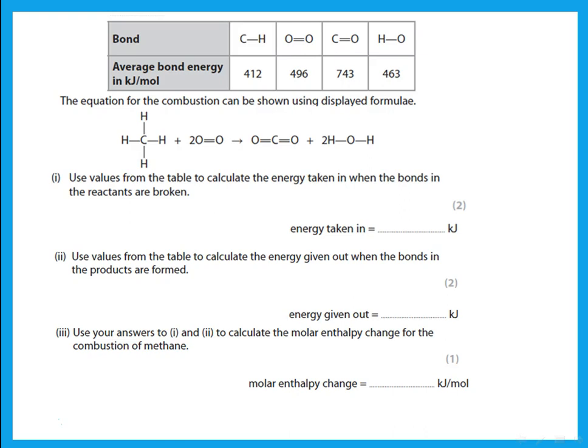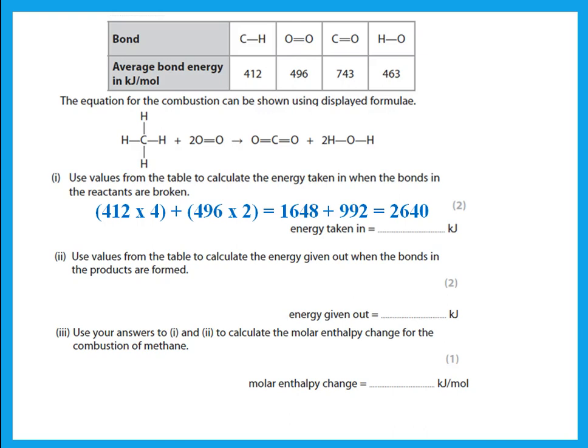So he's saying every C-H bond will need 412 to be broken. So how many C-H bonds do I have in the reactant? I have 4 C-H bonds. So that means 4 times 412. Plus I have 2 O double bond O, and he's telling me from the table that each O double bond O needs 496. I have 2 of them, so I multiply by 2. That comes out to be a certain number. So this is the amount of energy that I need to add in order to break the bonds in reactants.